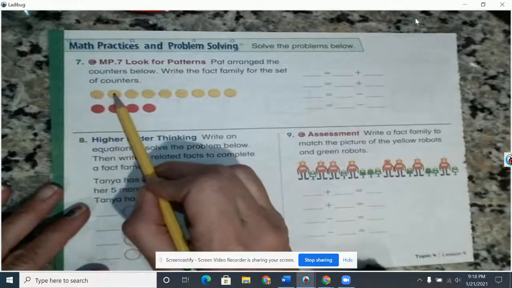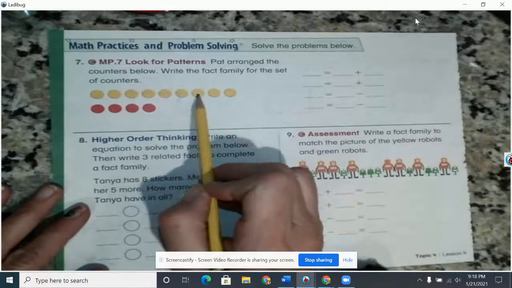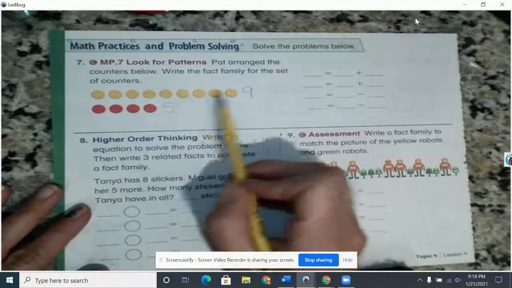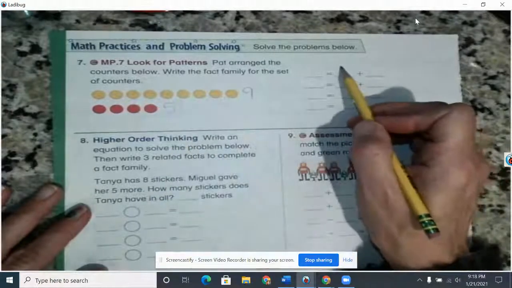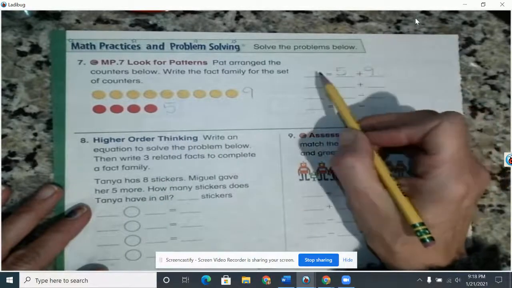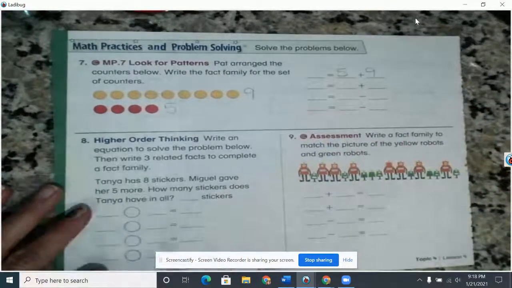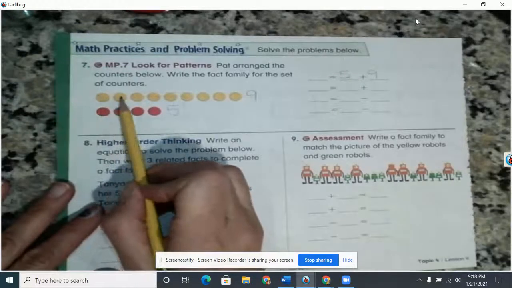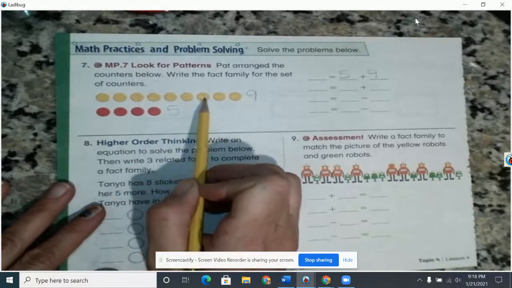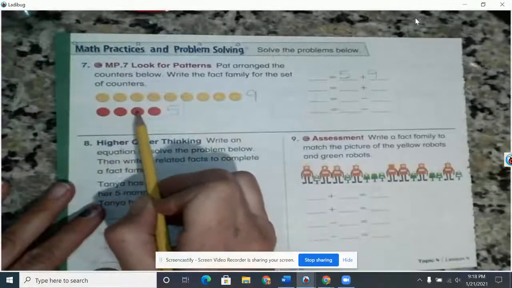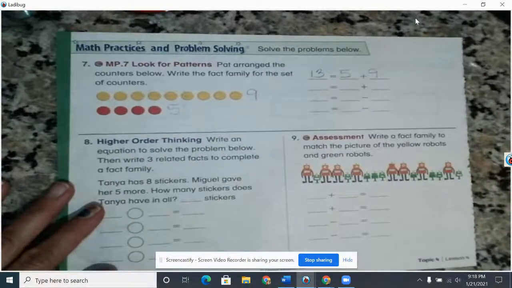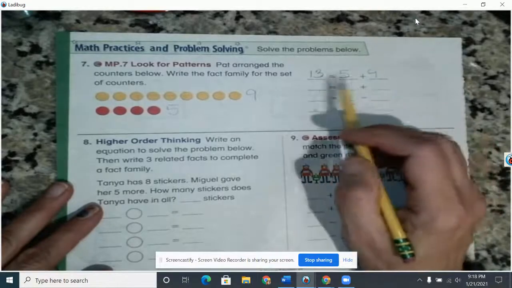So I have 1, 2, 3, 4, 5, 6, 7, 8, 9 yellow counters. 1, 2, 3, 4, 5 red counters. So these are my two parts. So I know I'm going to have a part and a part. Now I need to figure out my whole. And they just put the equal sign on the other side again. And so I'm going to count 1, 2, 3, 4, 5, 6, 7, 8, 9, 10, 11, 12, 13. So 13 is going to be my whole. So 5 plus 9 equals 13.